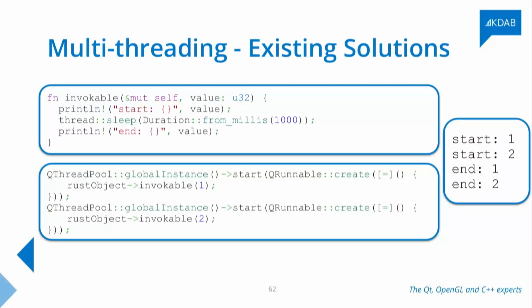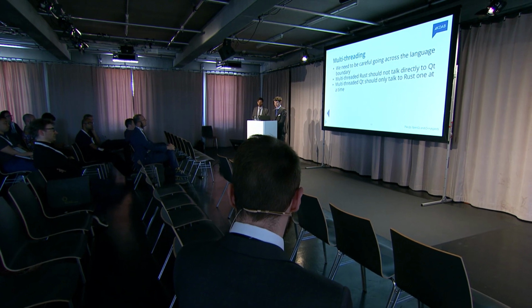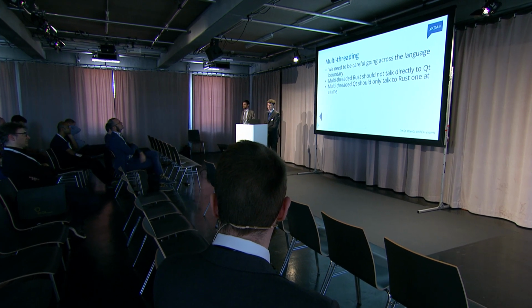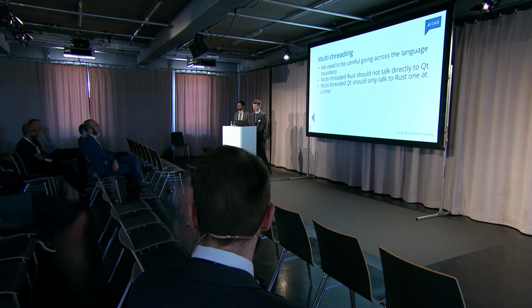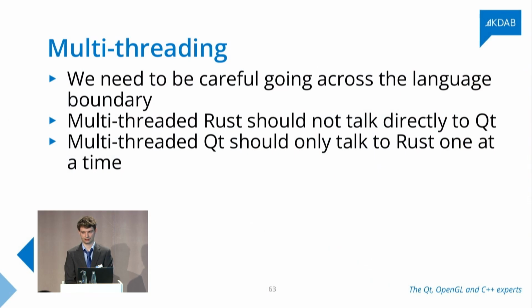So it means we're acting on Rust code at the same time, which isn't safe from a Rust perspective. So we need to be very careful with multi-threaded code going across the boundary, and Rust should not talk directly to Qt. We should only have sort of going back around the event loop. And multi-threaded Qt should only talk to Rust one at a time. Otherwise, the guarantees on the Rust side are going to be broken.